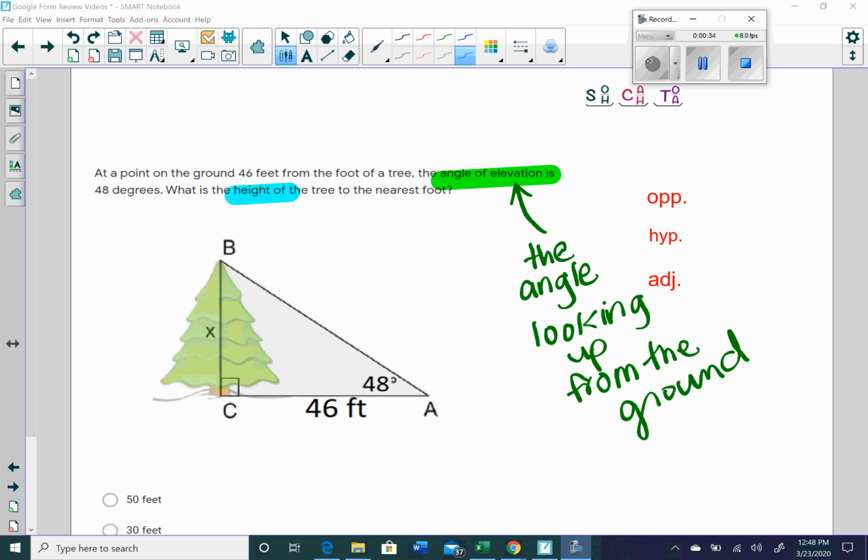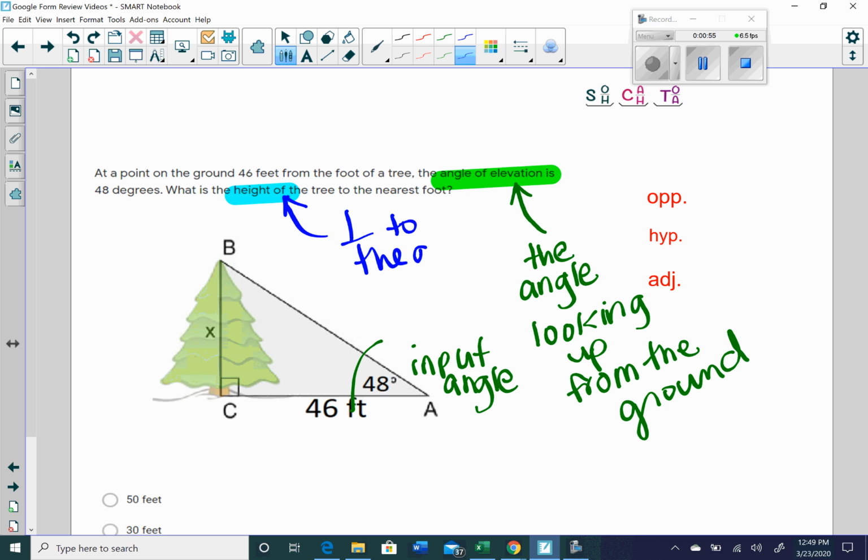The angle of elevation will always be the angle looking up from the ground. So you can see it posted right here. It is our input angle in this question. Meanwhile, the height of the tree will always be perpendicular to the ground. So since we're looking for the height of it, they've labeled it with X since it's missing.